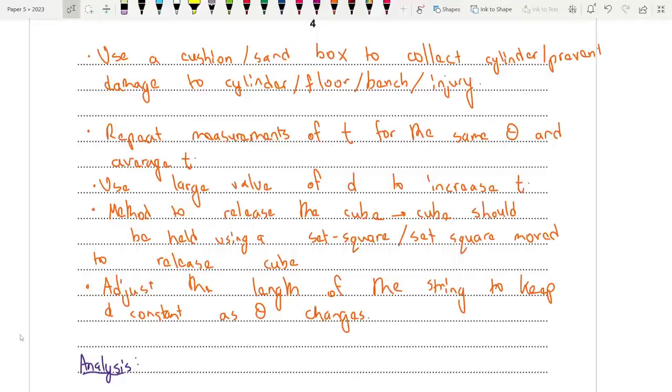So for all experiments that should work, this is the pro forma. Repeat measurements of the dependent variable for the same independent variable and average the dependent variable. Okay, now that increases reliability.